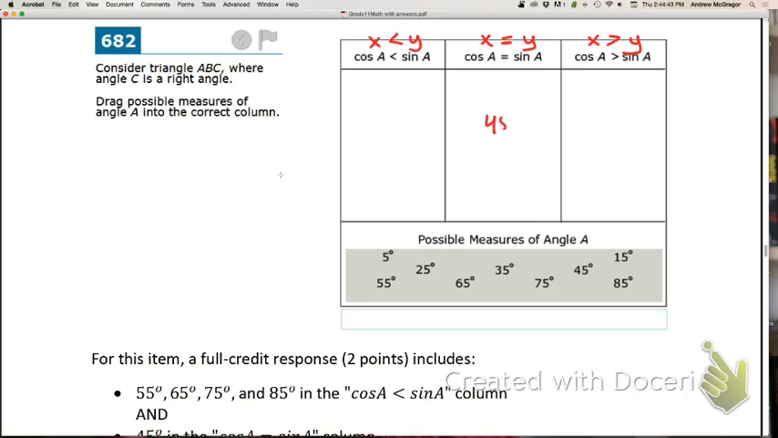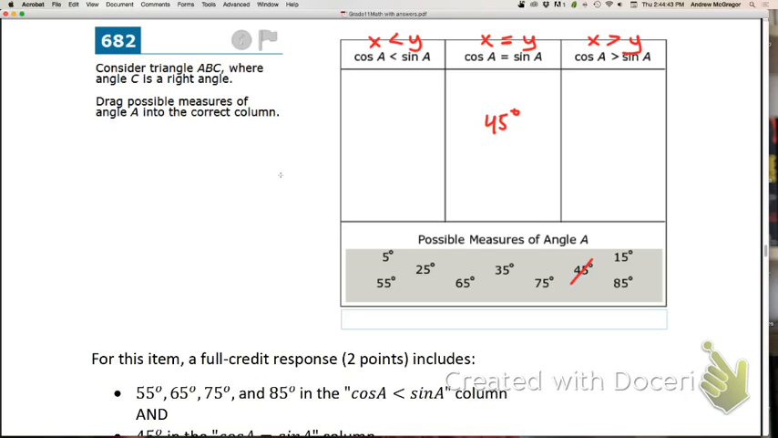45 degrees. What's the x coordinate at 45 degrees? Radical 2 over 2. What's the y coordinate at 45? Radical 2 over 2. Done with that one. Now we only need to get one more of these and this problem is pretty much done. Where is your x coordinate less than your y coordinate?